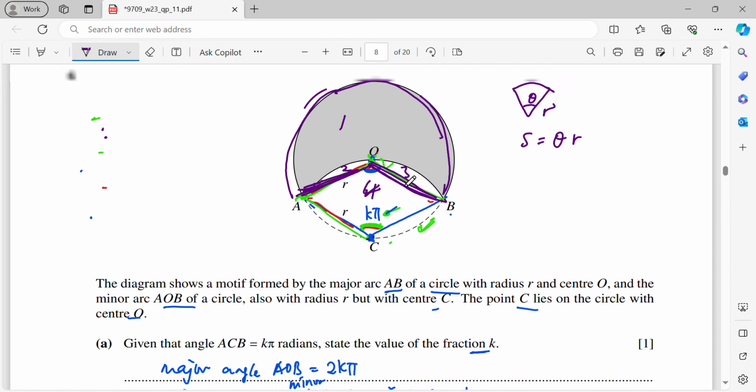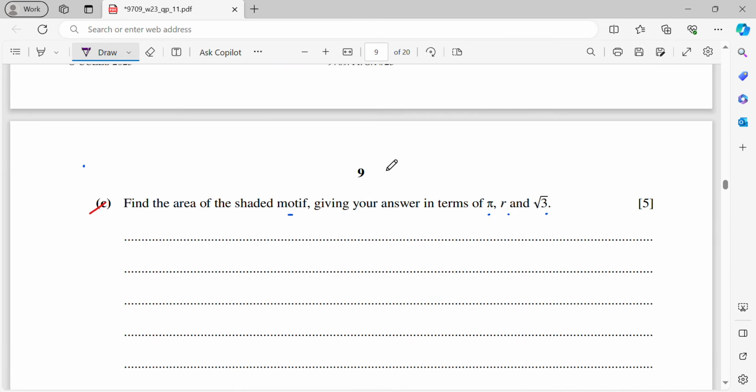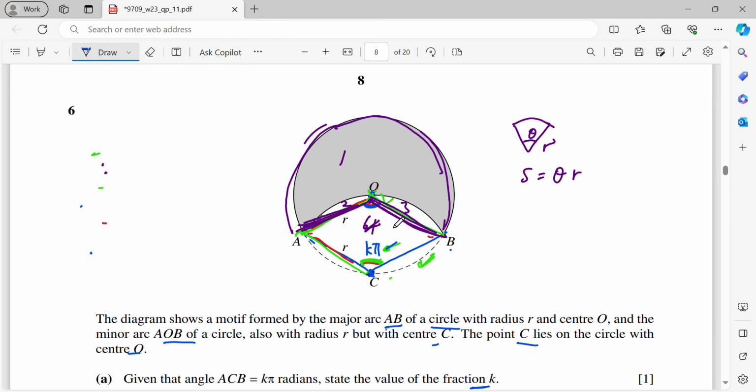Now I have to find them one by one. For sector number 1, which is the major sector of AOB, the area of the major sector AOB: let's say this is a sector, here is R, this is theta. The area is half R squared theta. So the major sector of AOB means that this angle we have found is 2K pi.